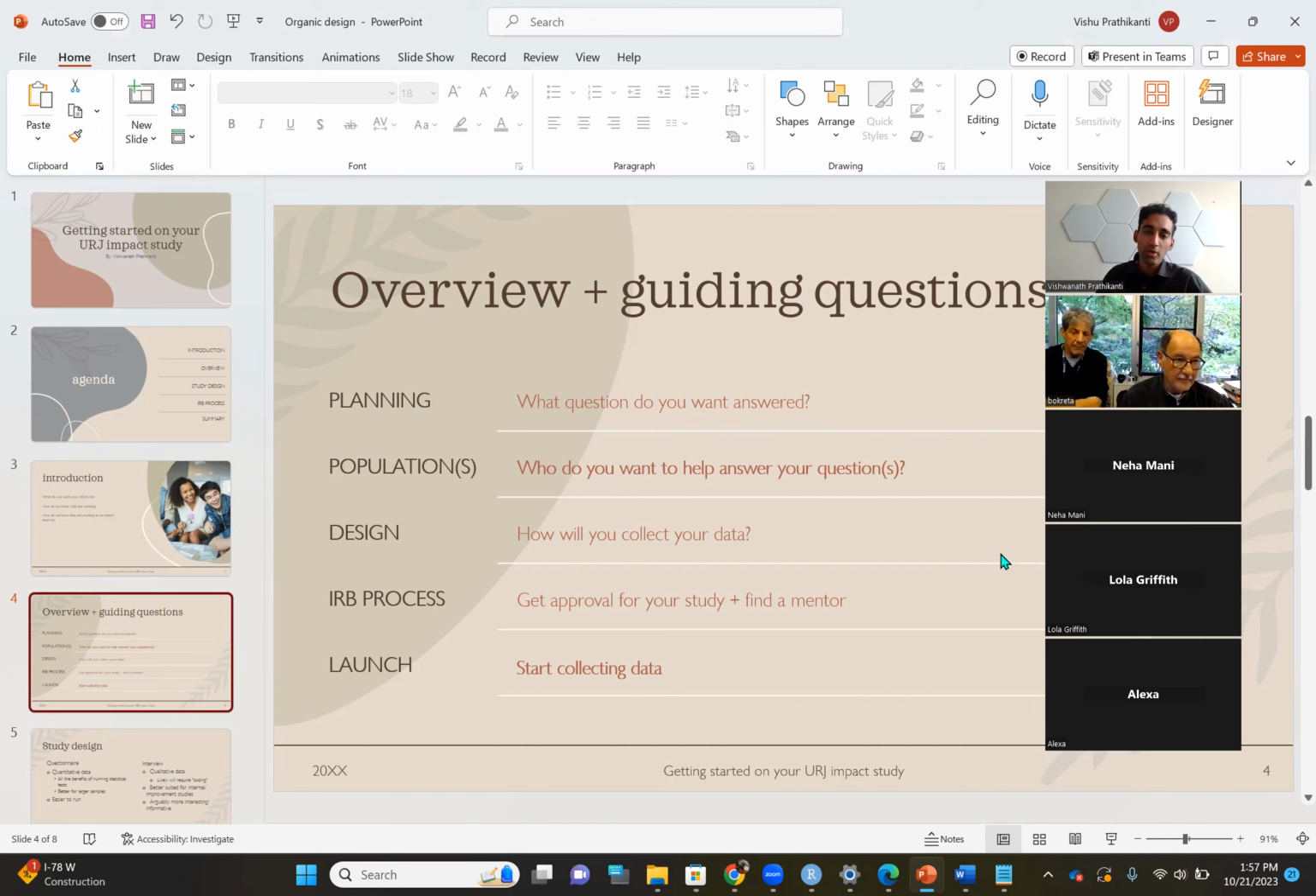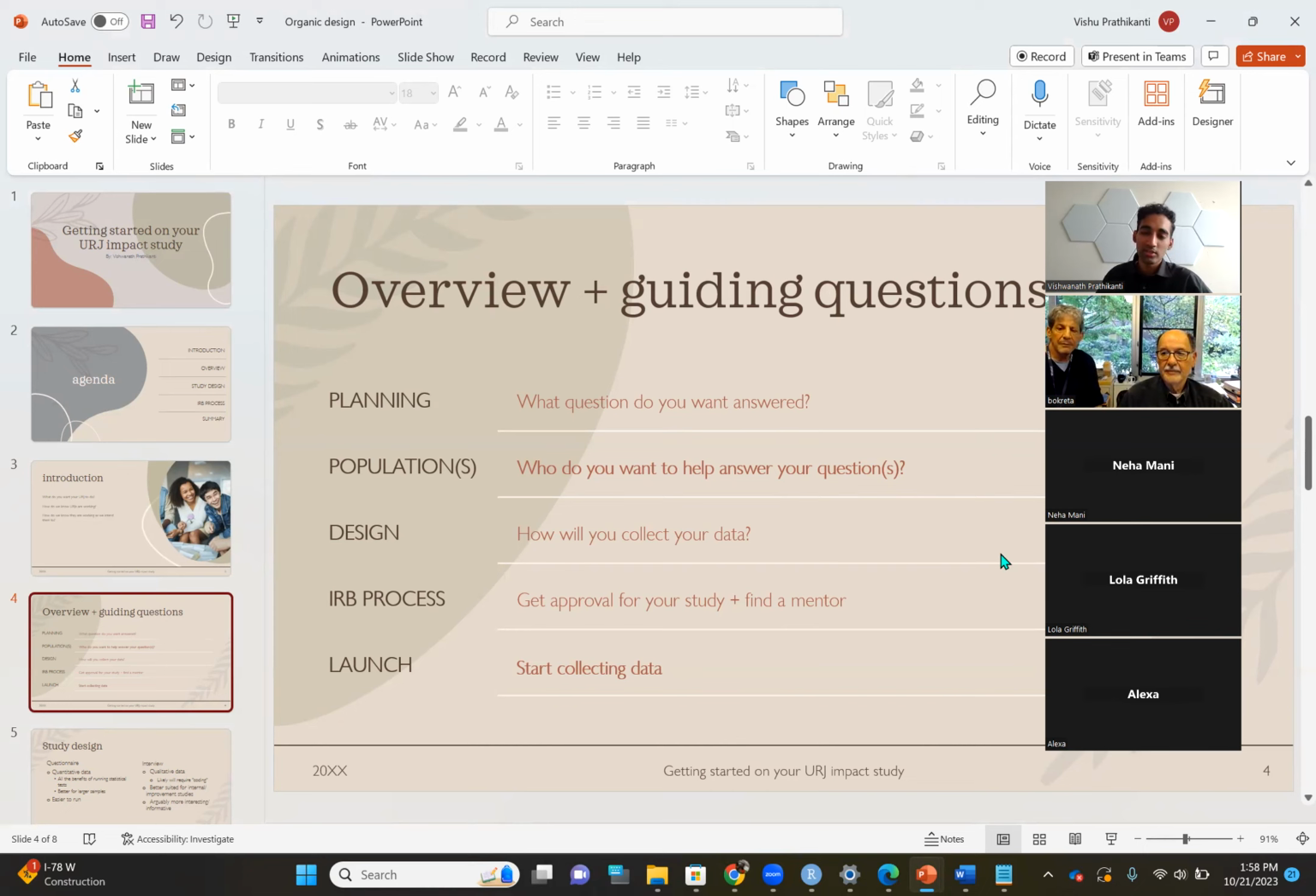And almost last, before you actually launch your study, how will you get approval for this study? This is always through the IRB, or the Institutional Review Board. And part of this workshop will be what goes into the IRB process, what you need to include.